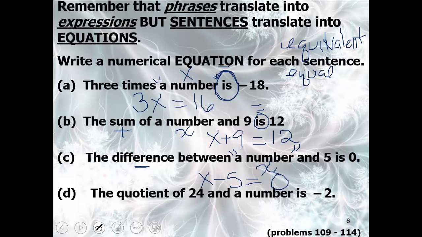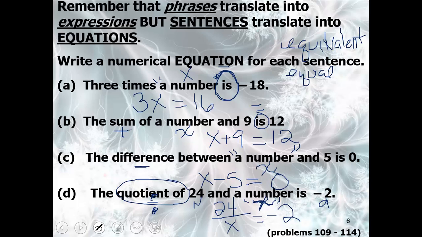Quotient, this means division. We're going to do, the first number goes in our numerator. The second number goes in our denominator. The quotient of 24, oops, here's our second number, a number. 24 divided by x is equal to -2.